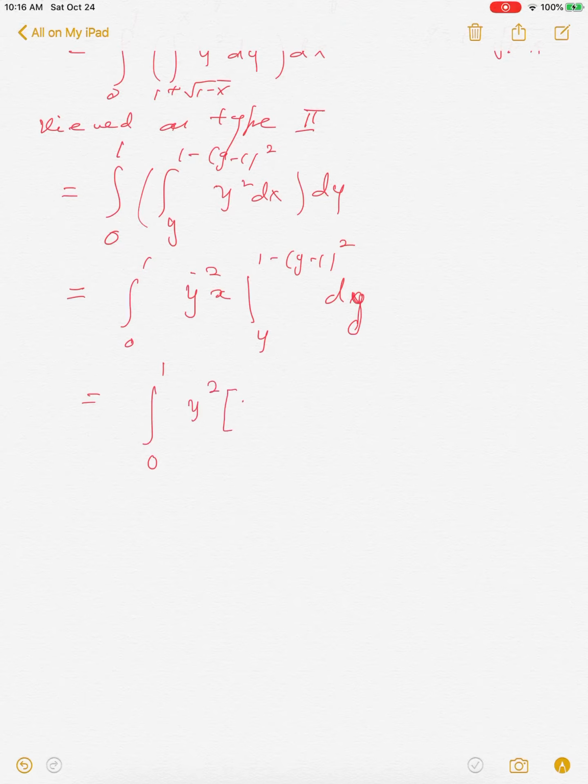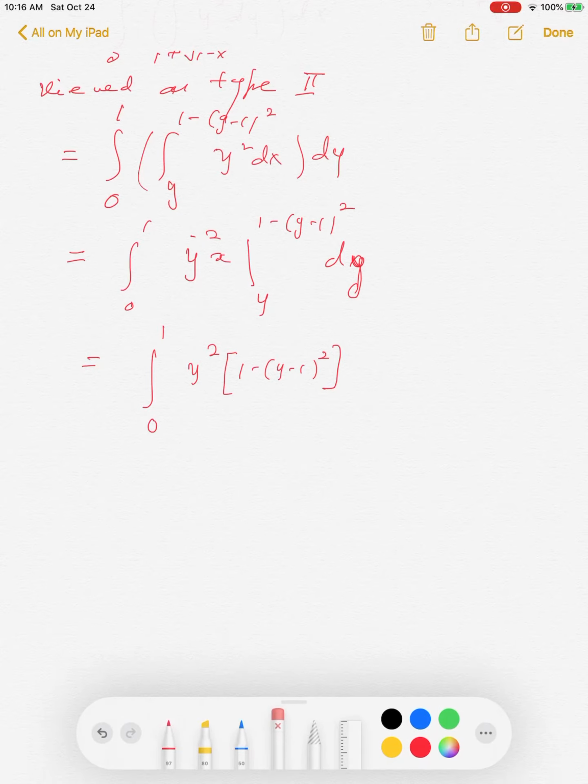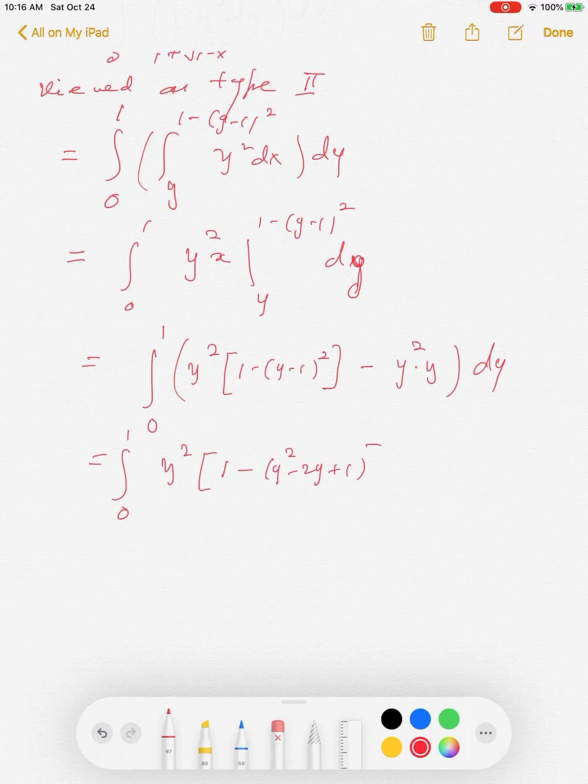So this is going to be integral 0 to 1 of y square into bracket 1 minus y minus 1 square, minus y square times y dy. This is y to the 2, it's not y to the minus 2. So let's see what that turns out to be. 0 to 1 is going to be y square into parenthesis 1 minus y square minus 2y plus 1, minus y cube dy.